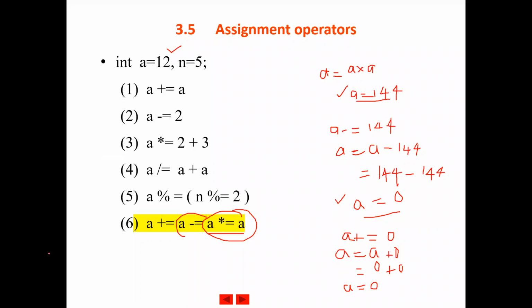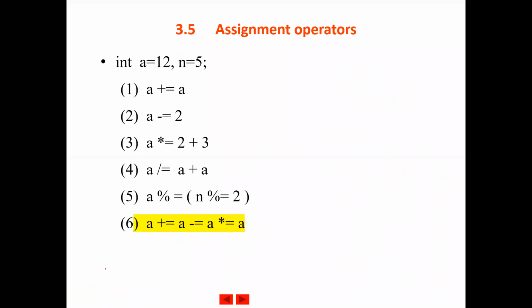Let me do it again. I think you didn't understand. So we will start from the beginning. All of you, you should be writing this in your notebook. Initially, we are going to solve this question. We will start from the right hand side. In the right hand side, what is the shorthand assignment given? A star equal to A.